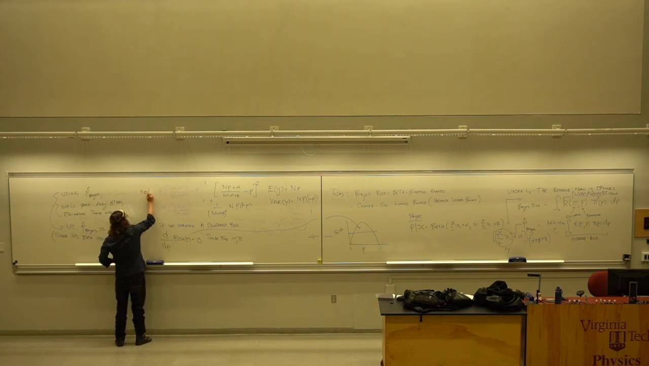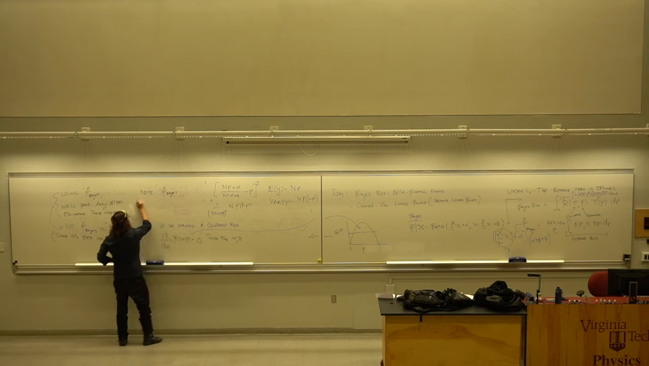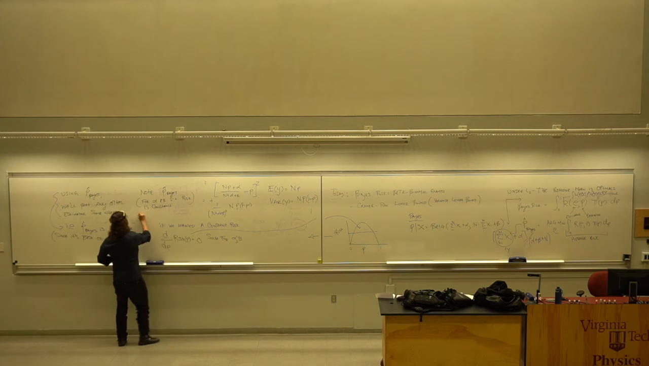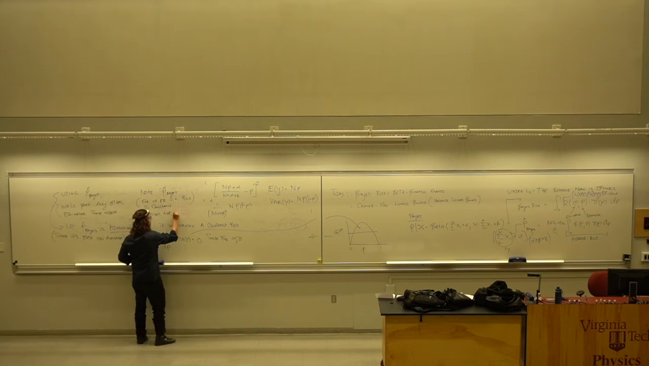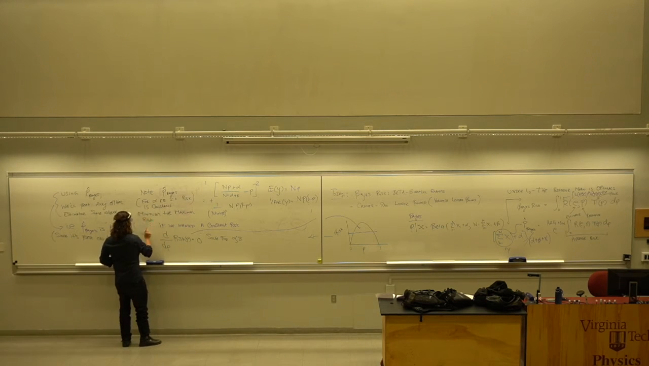Note. P-hat Bayes for alpha and beta such that the risk is constant minimizes the maximal risk. I'll give you the name for this, Minimax.